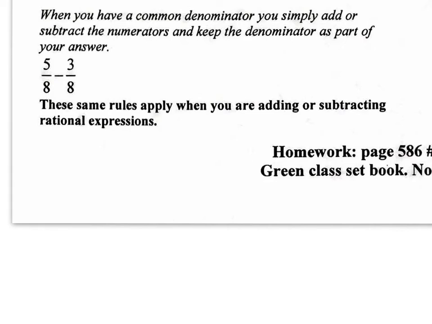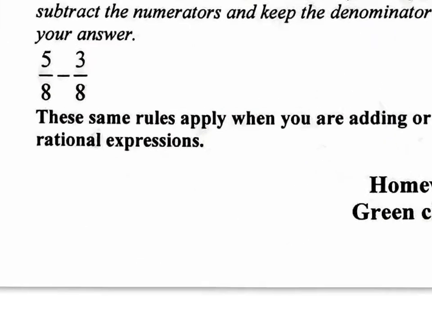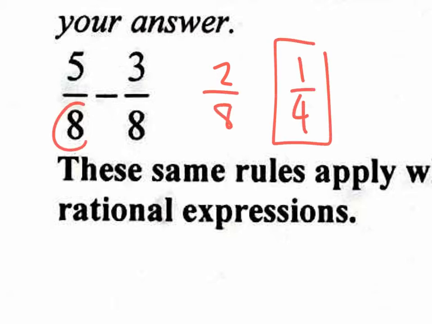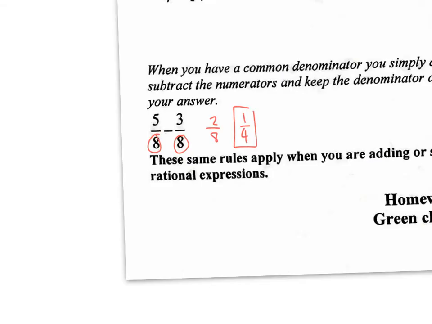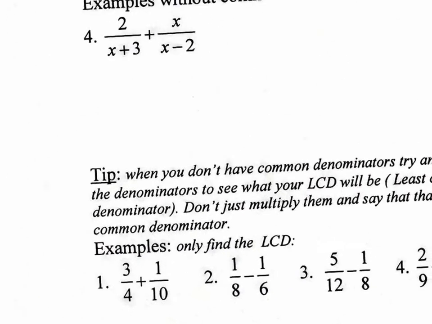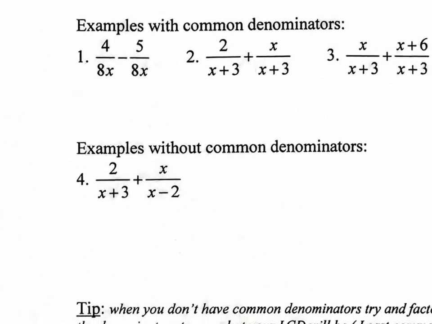Part 2 of the video. So when you have the same denominator, it's a piece of cake. When you have 5/8, take away 3/8, what do we get? 2/8, which reduces down to 1/4. Done. When you have a common denominator, it is cake. No matter what you have, if you have a common denominator, it's easy to do.